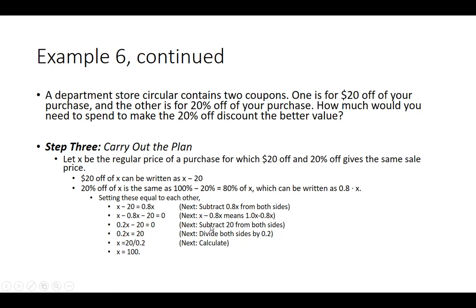Next, this is a mistake here. It says subtract 20 from both sides, but algebra says to get rid of subtraction, we actually add. So this should say add 20 to both sides, which is what I've done anyway. 0.2x equals 20. 0 plus 20 is 20. Next, divide both sides by 0.2. 0.2x divided by 0.2 just leaves us with x. 20 divided by 0.2 gives us 100. So the price where the coupons are the same is 100.